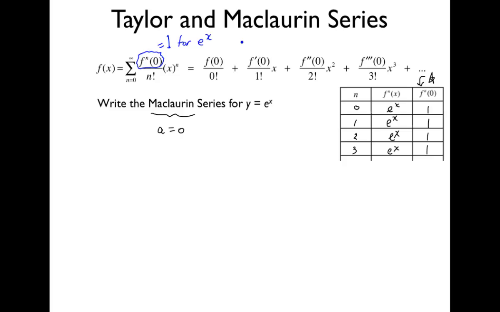So then what does the series become? What's the Maclaurin series then? It just becomes x to the n over n factorial. Do you see that? Because all these terms are just 1. All these are 1, so it's x to the n over n factorial.